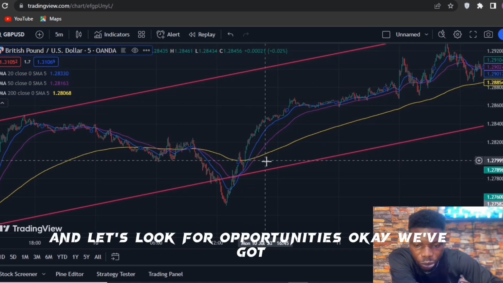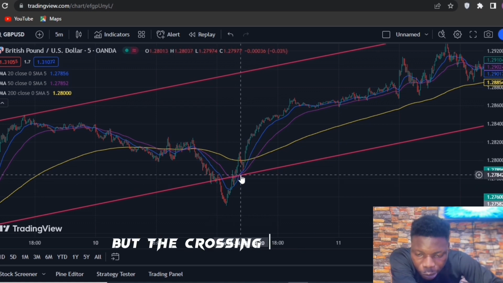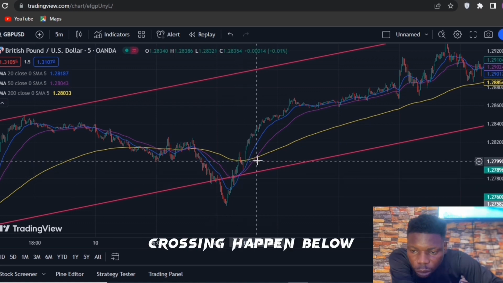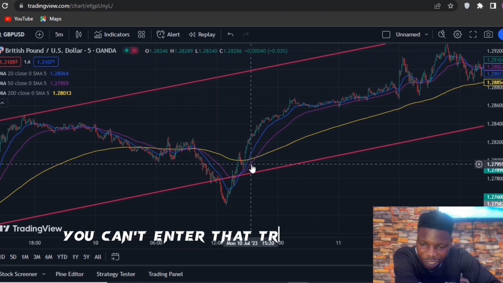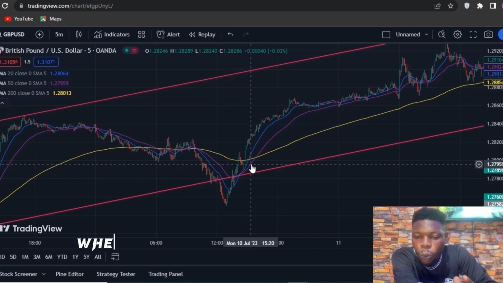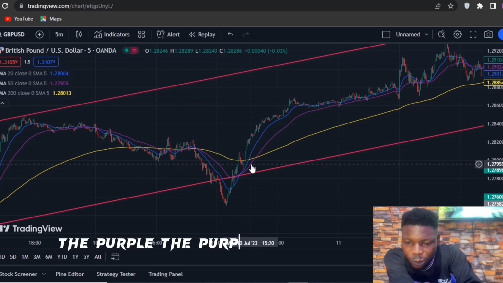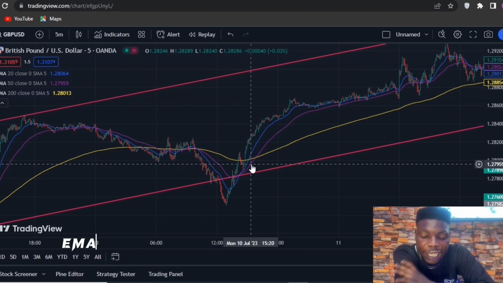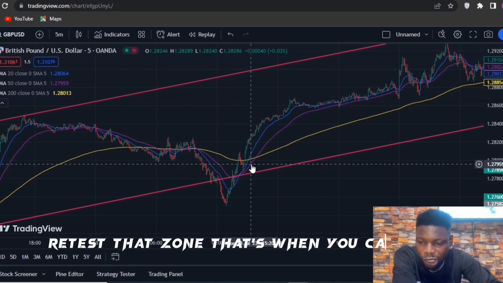Let's look for opportunities. Okay, we've got one here. I think the crossing, okay, but the crossing happened below. Now, when the crossing happened below, you can't enter that trade. You can only enter when the market comes back to touch the purple. The purple one signifies the 50 EMA. You can enter only when the market comes back to retest that zone.